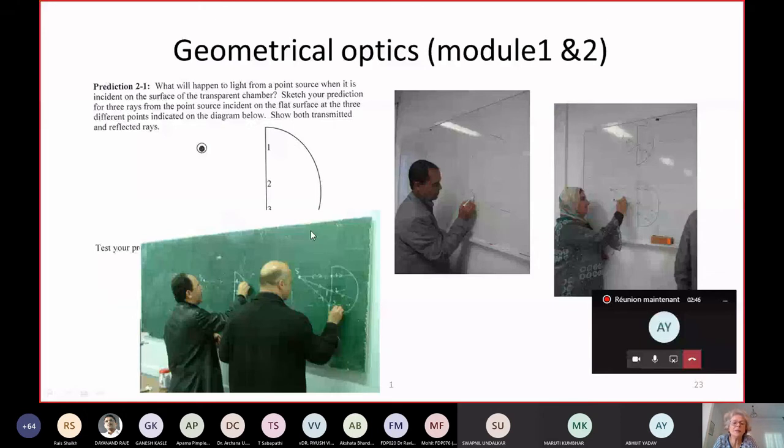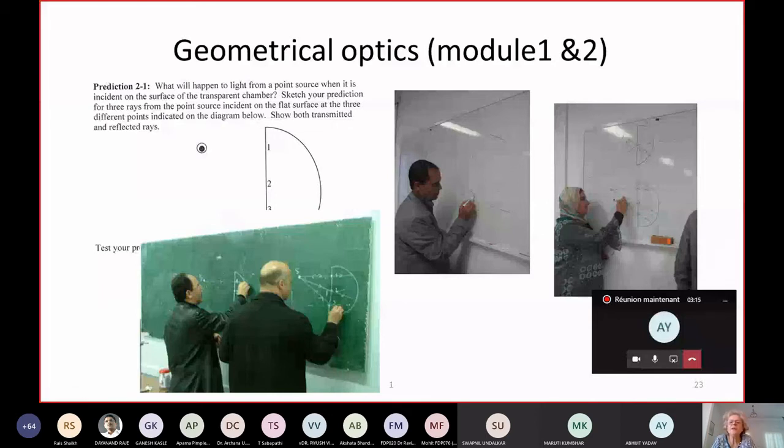And you can see the prediction here. There are very interesting predictions. These are teachers, inspectors of secondary schools. You see, they are worrying only about what is happening in this separation between air and the transparent medium. This is their prediction: when they arrive here, the ray stops. Okay. A prediction is always a prediction.